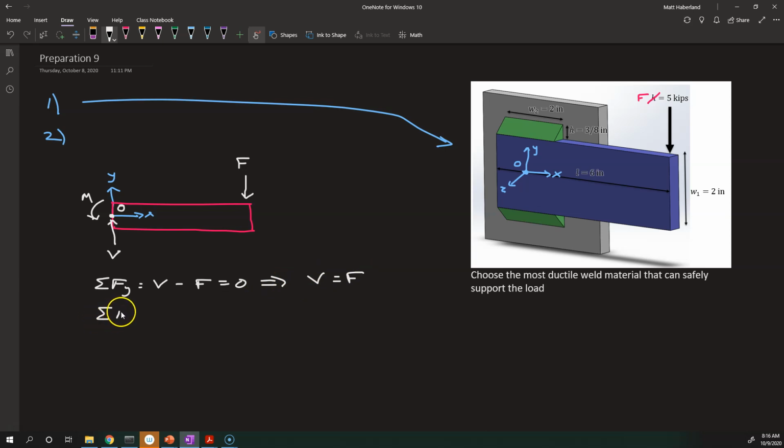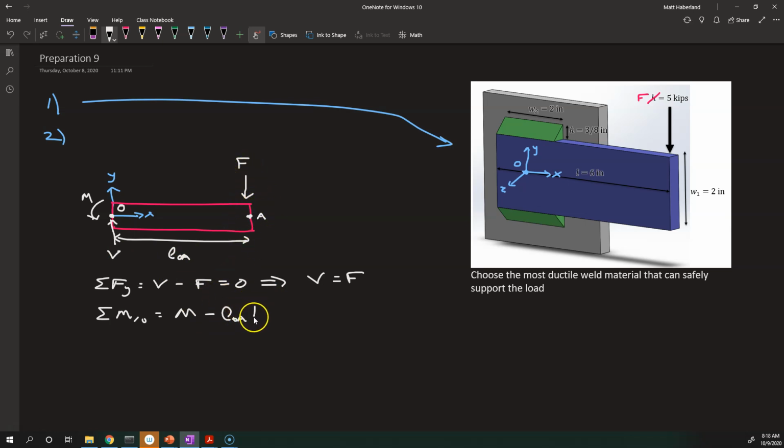And the sum of the moments about O, well, we've got our moment that we applied, and the reaction force, and we've got the force times this distance here. That's 6 inches. This is a 2-inch wide weld. The center is at 1 inch in the X direction, so it's 6 minus 1, that's 5 inches. Let's come up with a variable for that. I'll call that length LO, and I'll call this point A.